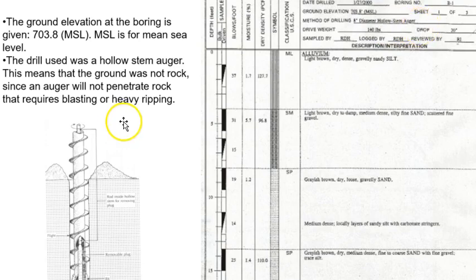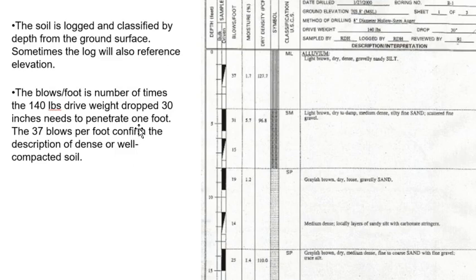So for this particular drilling, that just means that the ground was not rock. An auger is like a carpenter's auger, not intended to penetrate rock, so it was a softer material than that, obviously. The soil is logged and classified by depth from the ground surface, so we move from the ground surface down. Here we are at 0, standing on the earth, and then this is in feet moving down, so we've penetrated 5 feet, 10 feet, 15 feet here.